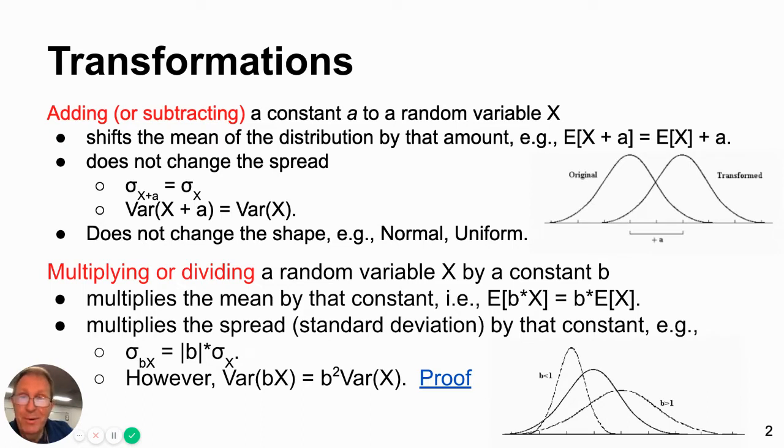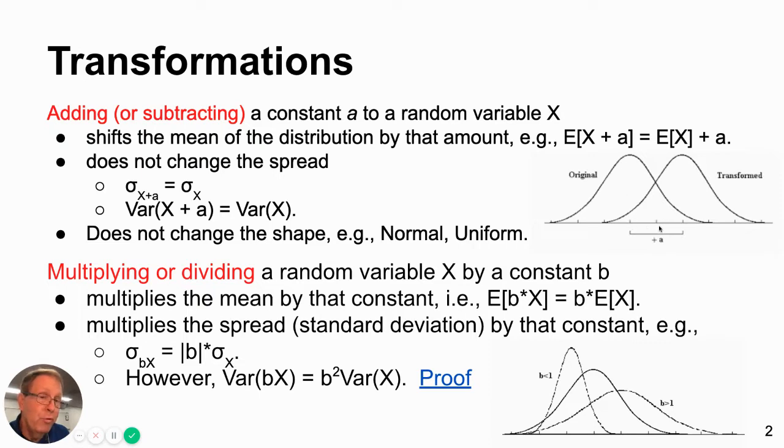And basically what we're going to be talking about today is summarized here in this screen. So let's look at the top part of the screen here. In the top part, we're talking about adding or subtracting a constant a to a random variable x. So I'm adding a constant to every observation in the distribution. So if you look at the diagram over here on the right, if this is my original distribution right here, and I add the constant a, my transformed distribution will be this one right here.